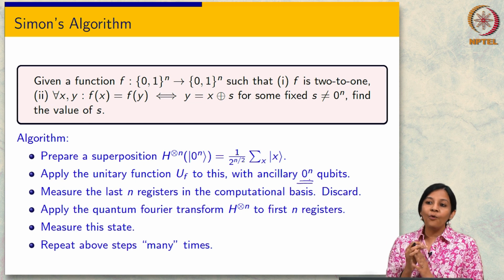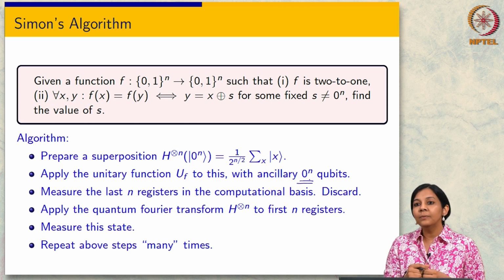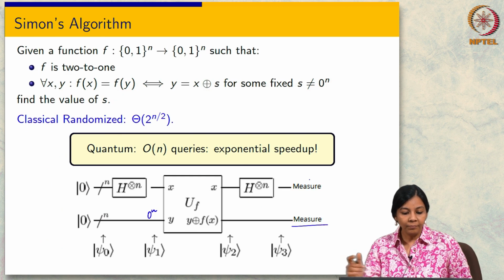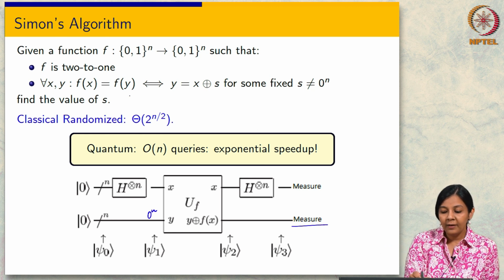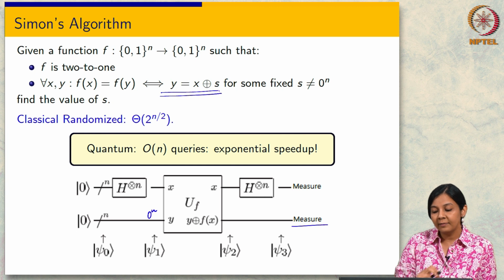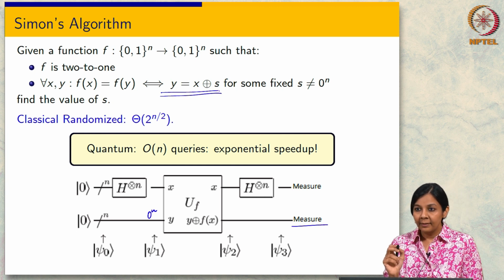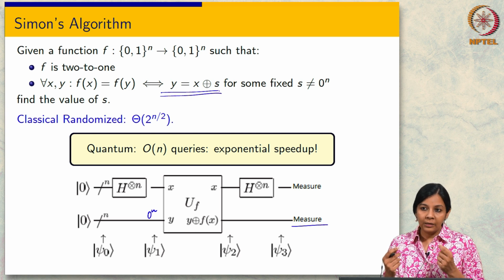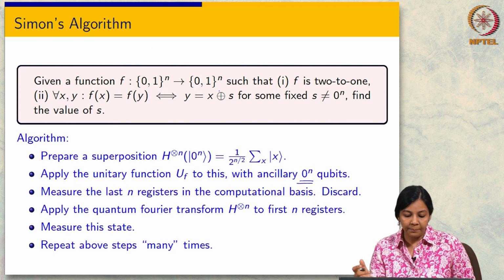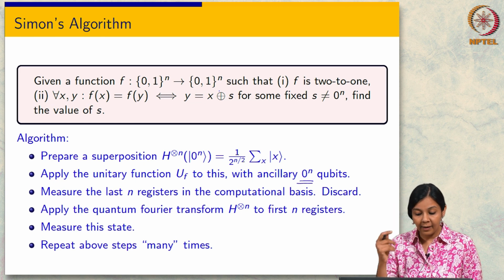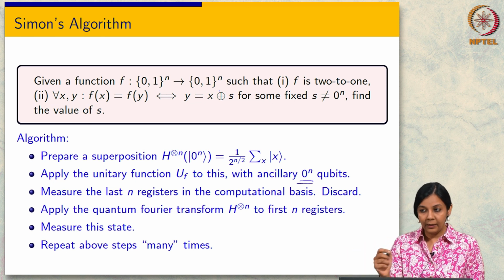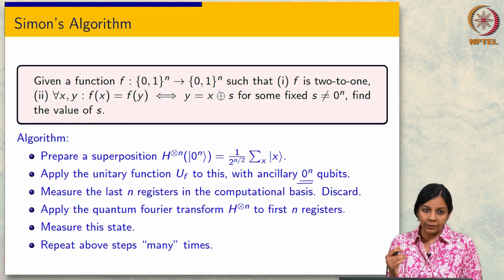Before we go into it, would anyone like to intuit why this kind of measurement might help us? Just stare at the problem definition. f(x) equals f(y) if and only if y is x XOR s. Any thoughts on how this property is going to fit nicely with this step, measure the last n registers and discard? I think it might be hard to think of at this moment. We'll go into the analysis, and then after seeing it, we'll come back and talk about this more.